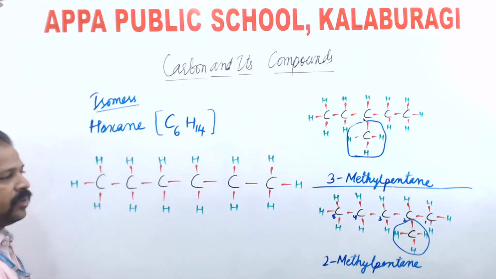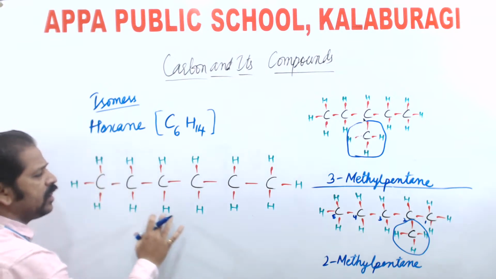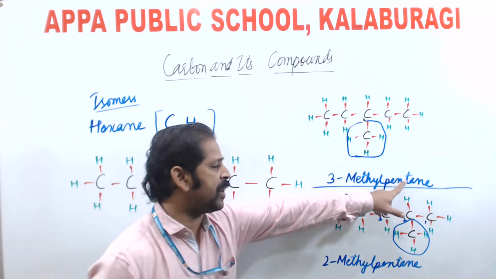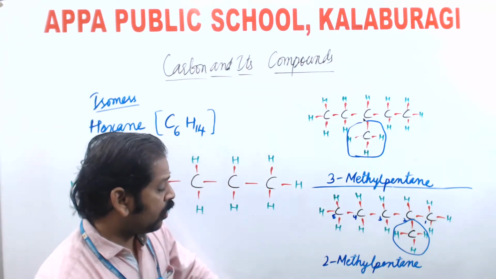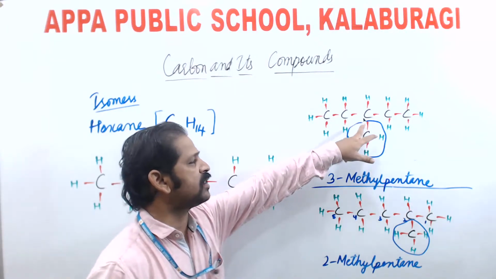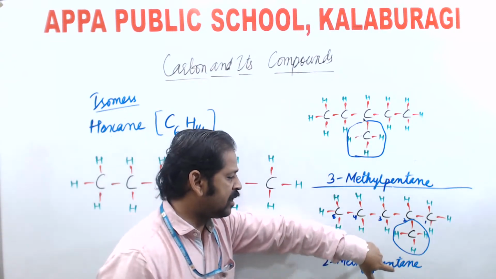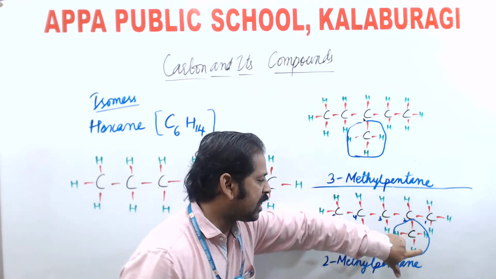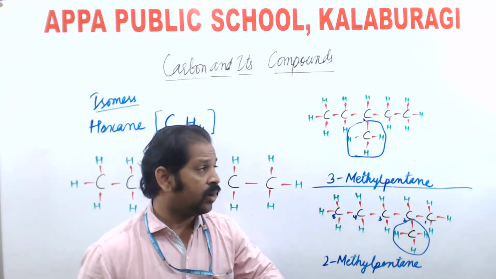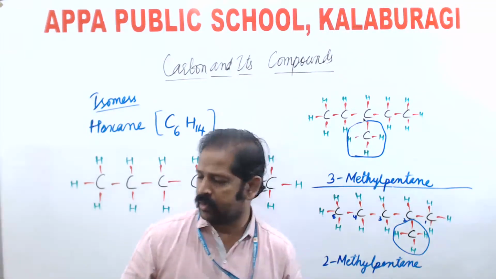2-methyl pentane. Yes, this is about the three structures. The first structure is normal hexane. Second is 3-methyl pentane. Third is 2-methyl pentane. First, I made this CH3 at the center, so it is called 3-methyl pentane. Now here I made the position at the second carbon, so it is called 2-methyl pentane. Now we have got three structures. Two more structures remain. What are those? Let us learn it.